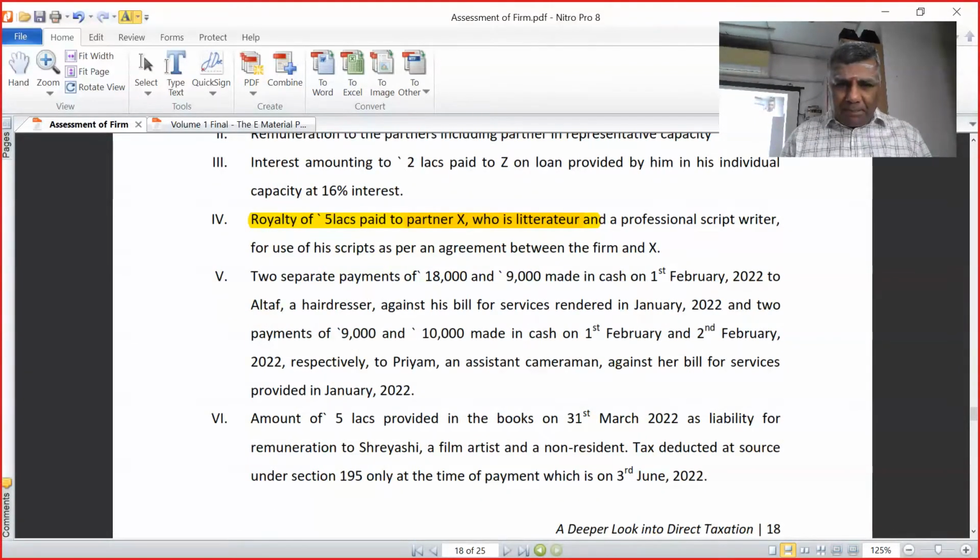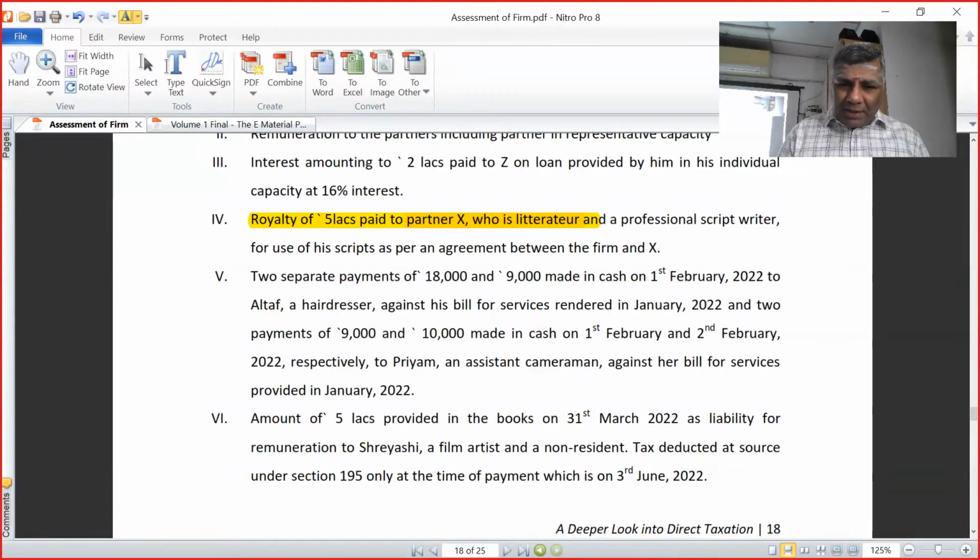Two separate payments, 18,000 and 9,000, made in cash on 1st Feb 2022 to a hairdresser against a bill in January 22. Is it 18,000 disallowed, 27,000 or both? On a single day to a particular person. It might be for 3 invoices, 4 invoices, 10 invoices, disallowed.